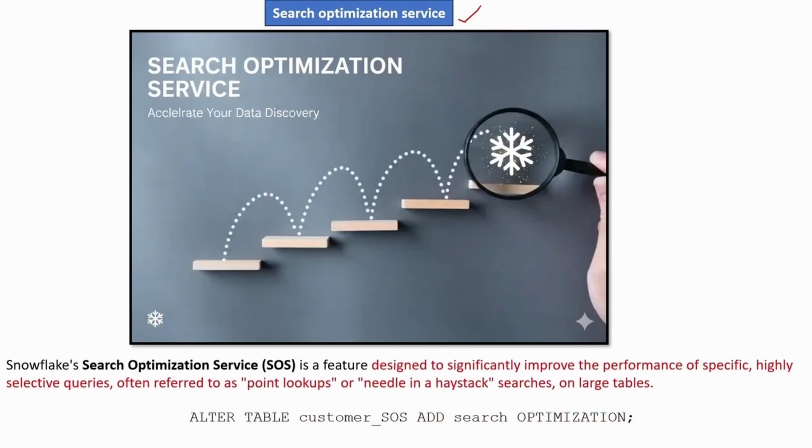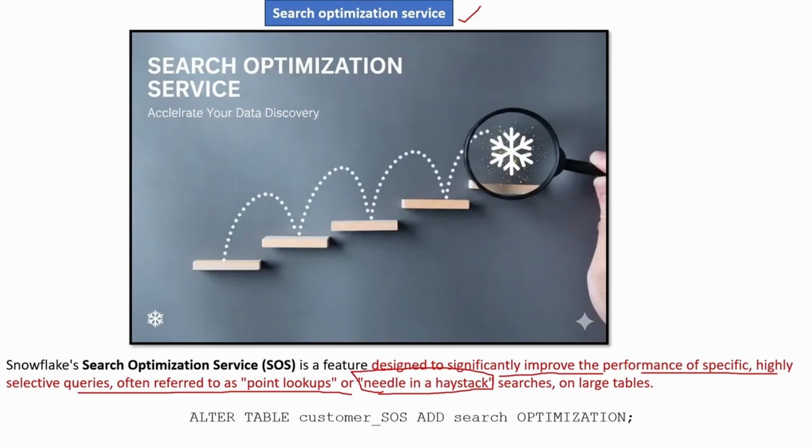What the definition says: search optimization service is a feature designed to significantly improve the performance of specific, highly selective queries, often referred to as point lookups or needle in the haystack. Note that, guys. Note that. This is the exam question.